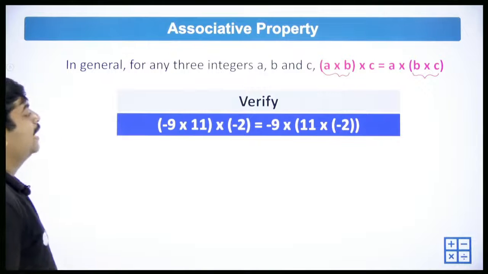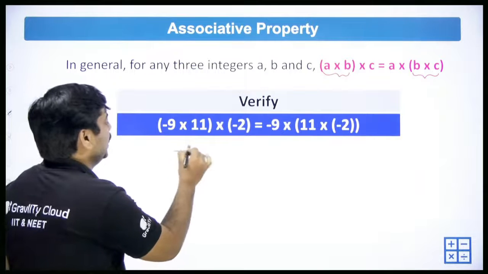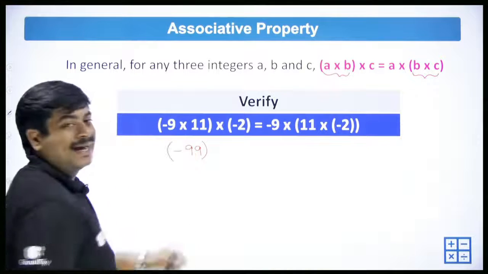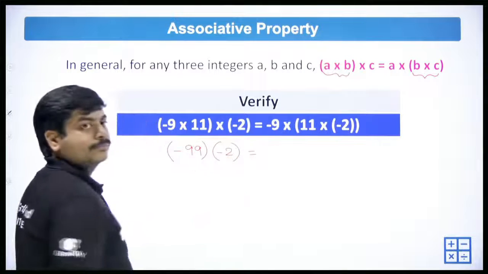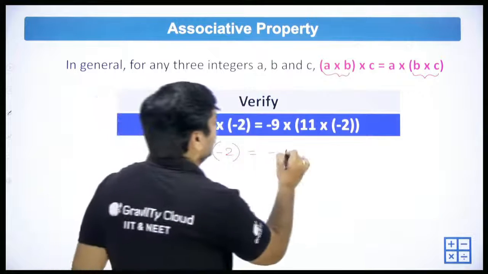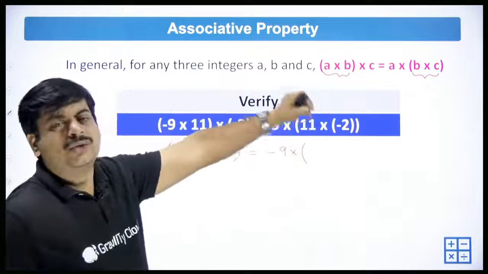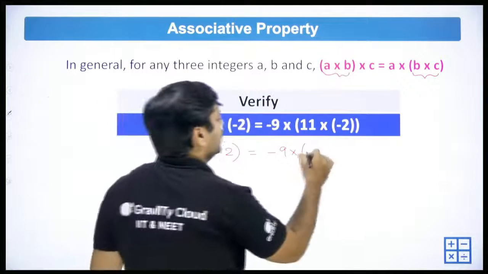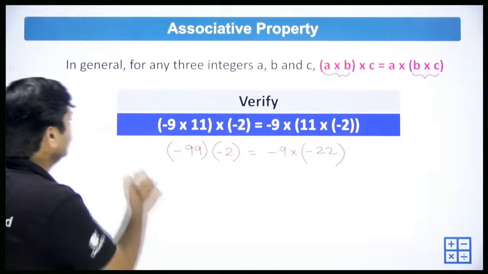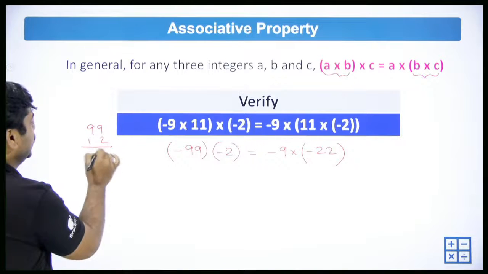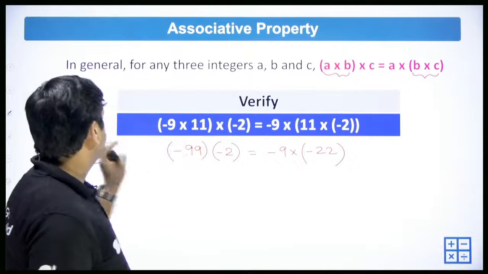Minus 9 into 11. 11 nines are 99, and we have a negative, so minus 99 into minus 2 is equal to minus 9 into 11 into minus 2. The first one is 11 into minus 2. 11 twos are 22 with negative, minus 22. Now, 99 into 2. 9 twos are 18, 9 twos are 18 and 1 is 19, so 198. 99 into 2 is 198.